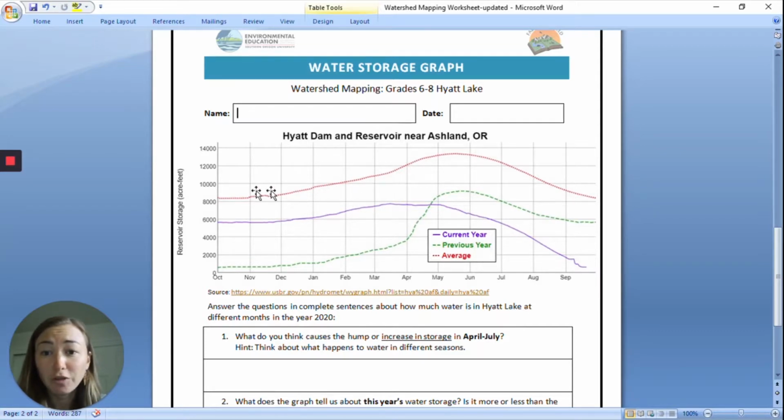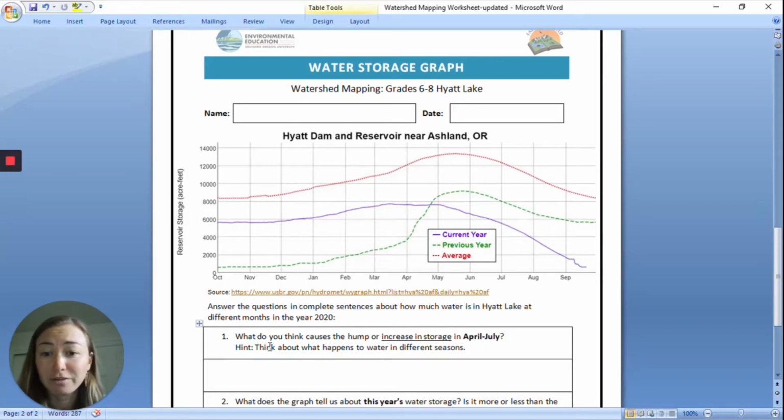So the red line is the average level or storage volume that is in Hyatt Lake. This is over time, the average. And then last year's level in Hyatt Lake is in this green dotted line. So we can see it goes up and then down. And then this year, 2020, is this blue line here. So it's kind of in the middle, and then, oh, it goes way down to the bottom, and it looks like it's almost empty. So what does that mean for water storage in Hyatt Lake? It means that it's super low, and we are in a drought like we talked about earlier.